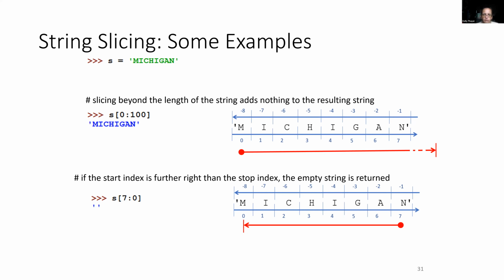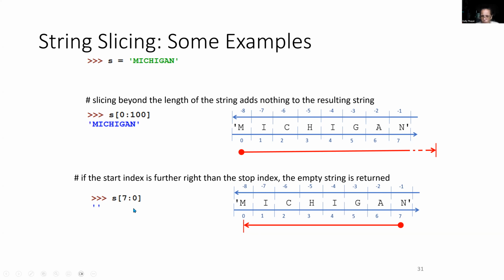Some more examples. Again, we'll continue using Michigan. Slicing beyond the length of the string adds nothing to the resulting string. The curious thing is that when you do indexing, if you try to index a position that doesn't actually exist in your string, you'll get an error, but in slicing, that doesn't happen. If you try to take the slice from 0 to 100 of Michigan, which is obviously much longer than the actual string, we simply get out Michigan. Python will simply terminate at the upper bound of the string itself. If the start index is further right than the stop index, then the empty string is returned.